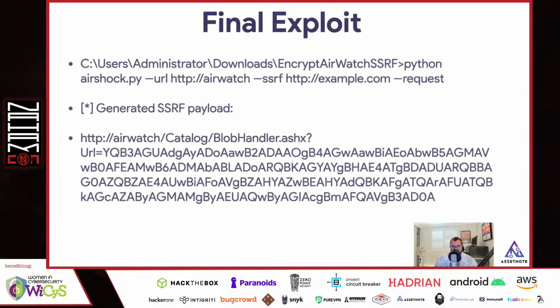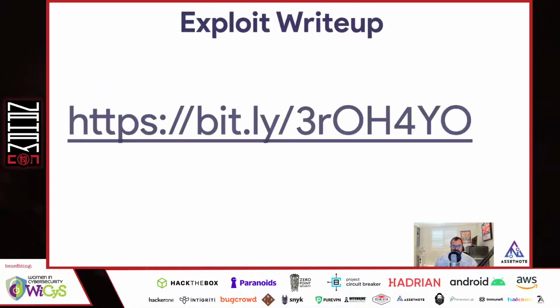The final exploit looks something like this. We had a Python script that would do all of the work with the encryption, calling out to the binary that we created. It would take in a URL and the SSRF target, and then it would generate an SSRF payload. This is an example SSRF payload that will request example.com. The write-up for this can be found here. It has a lot more detail, and it explains the whole encryption algorithm, how we hook in, the POC and things like that. So I highly recommend you check out this write-up and see if you can recreate this yourself.